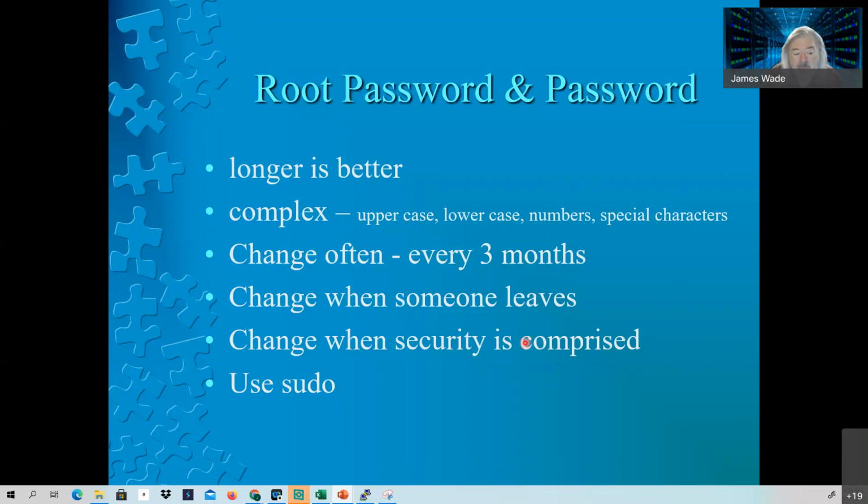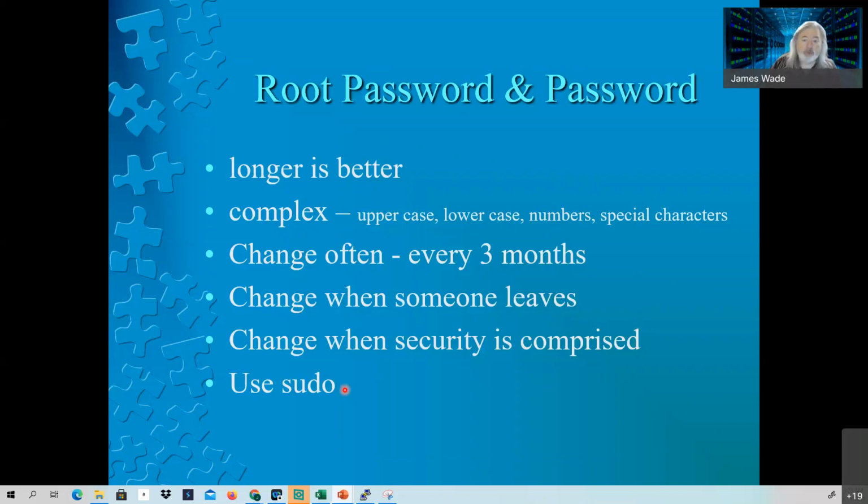Like you have to have a minimum of 2 uppercase, 2 lowercase, 1 number, 1 special character, as an example. We can require you to change it every 3 months, change it when somebody leaves, change it when security is compromised. The other thing we haven't discussed is sudo. We're going to discuss that in a minute.